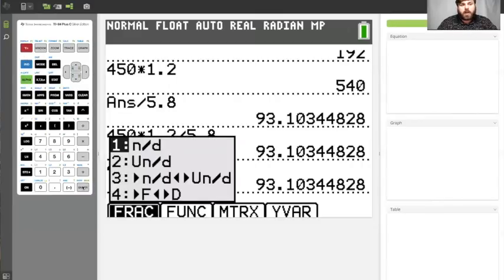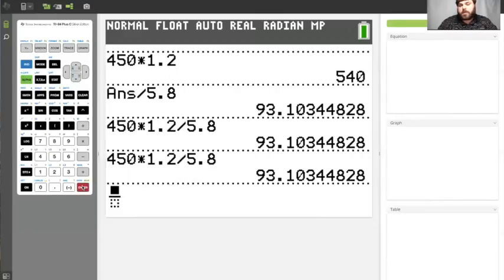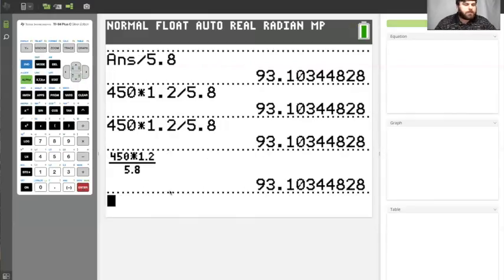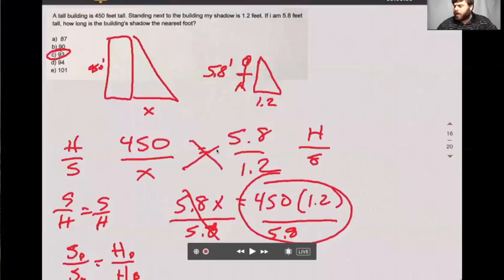Use alpha y equals number 1 and make it into a fraction. And you can do 450 over 5.8. And then maybe on top, actually do your multiplication times 1.2. That way it looks just like what you wrote down. Sometimes that makes people feel better about it. But either way, you're going to get the same thing. So, all right, moving on.